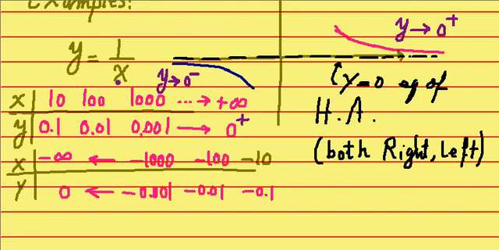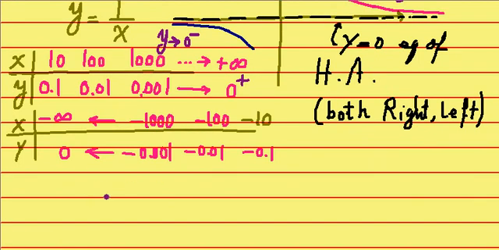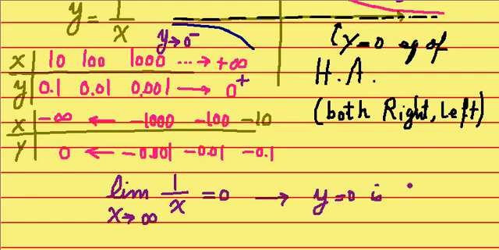So the offshoot of all of this was that the limit of 1 over x as x goes to infinity, either plus or minus infinity, is equal to 0. That tells us y equal to 0 is a horizontal asymptote. So this was true for both plus and minus infinity.